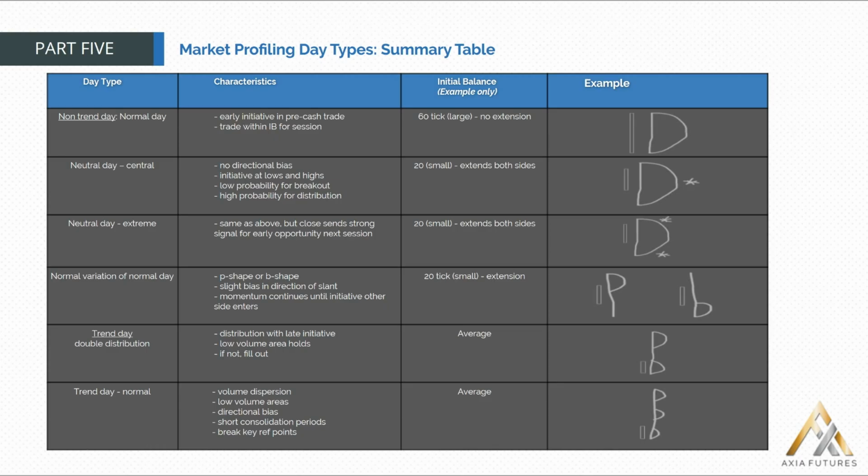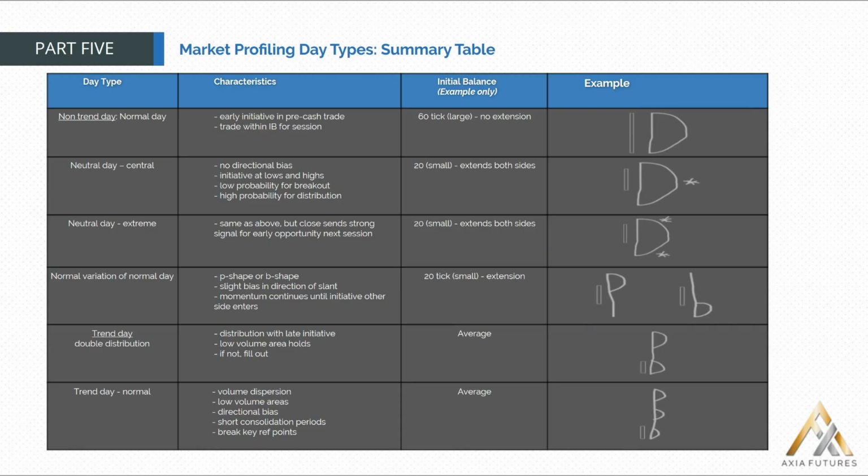As you can see, in a non-trend normal day, we have a very wide range, and we tend to remain within that range. In a neutral day, we have a relatively small initial range, and the market extends on both sides. In a neutral day extreme close, remember, we close on one of the extremes, giving us an early bias for the next day. A normal variation of a normal day, again, we have a relatively small initial range, but we get the extension on one side or the other once that initiative comes from either the buyers or the sellers.